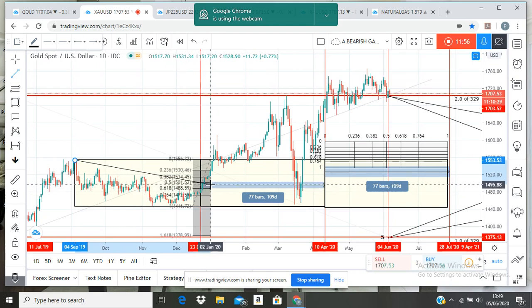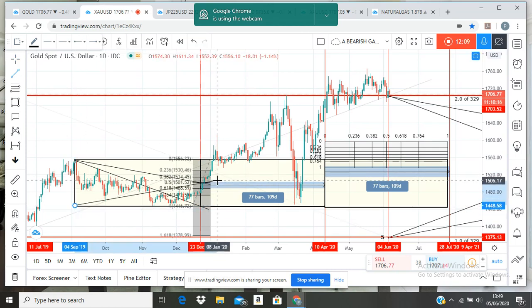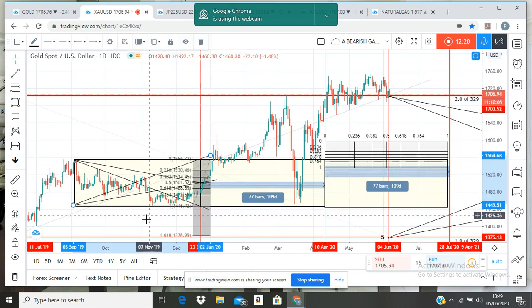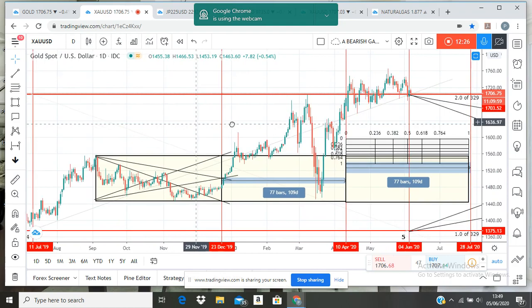So this is a 1 by 1 line, 1 by 2, sorry. And then this will be a 1 by 1 line. Also, we draw the same for the other side. This will be a 1 by 2 line. And then this will be a 1 by 1 line. So I will remove the fib from there, and then we can see.